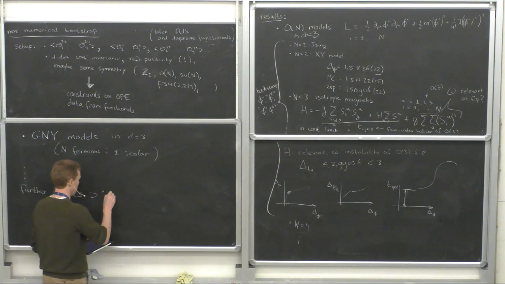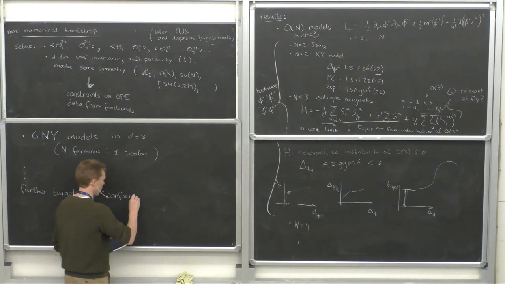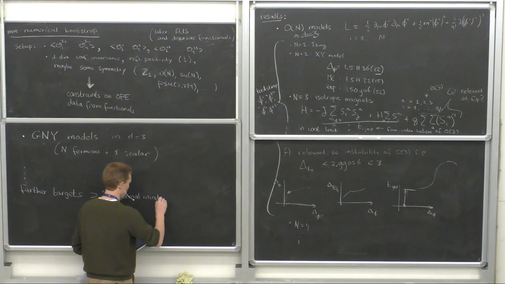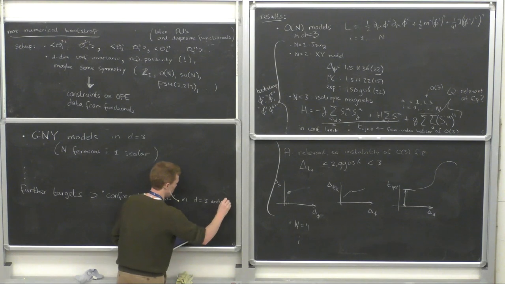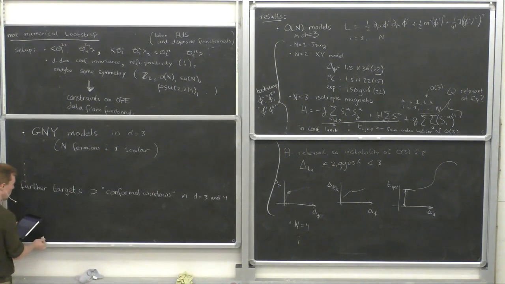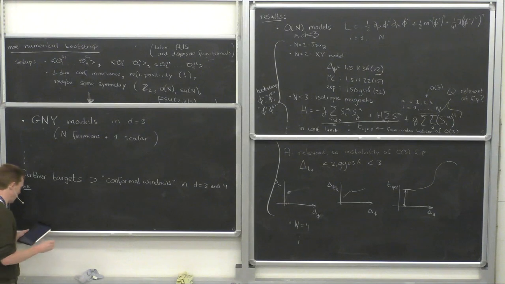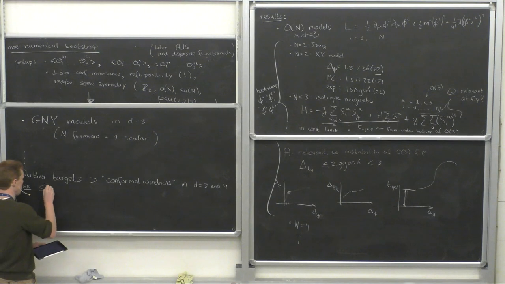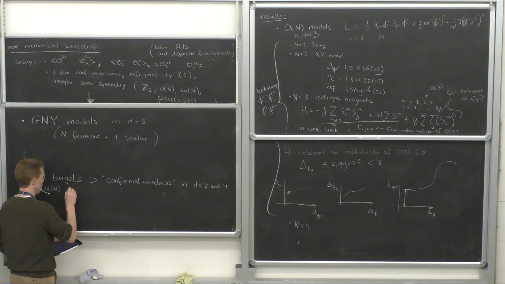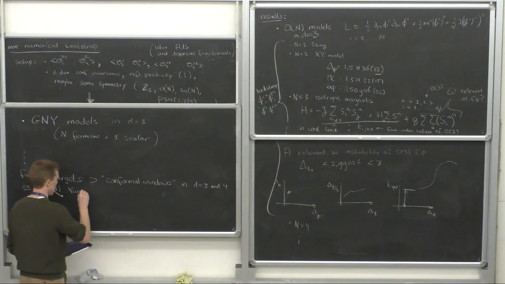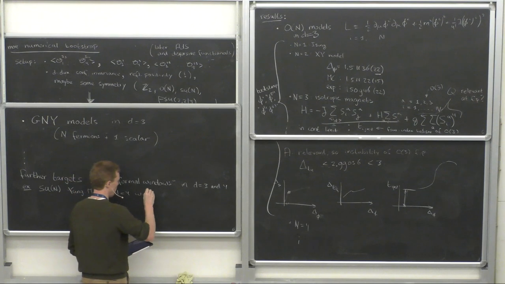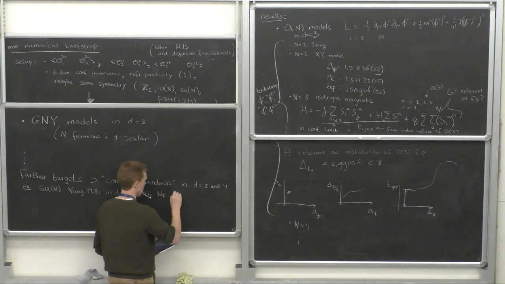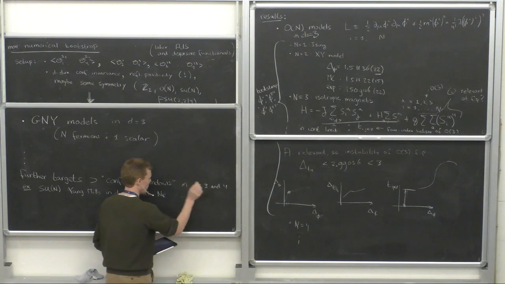One interesting target are the so-called conformal windows, in D equals 3 and 4. So the most important example there, the prototypical example, is just generalized QCD. So you take SUN Yang-Mills theory in D equals 4 with NF Dirac fermions, massless.